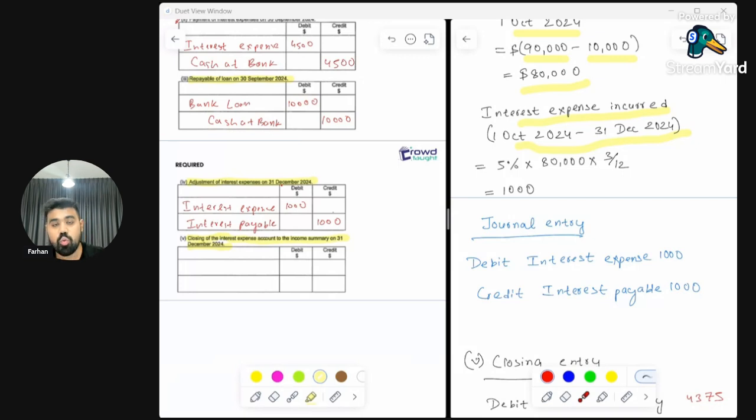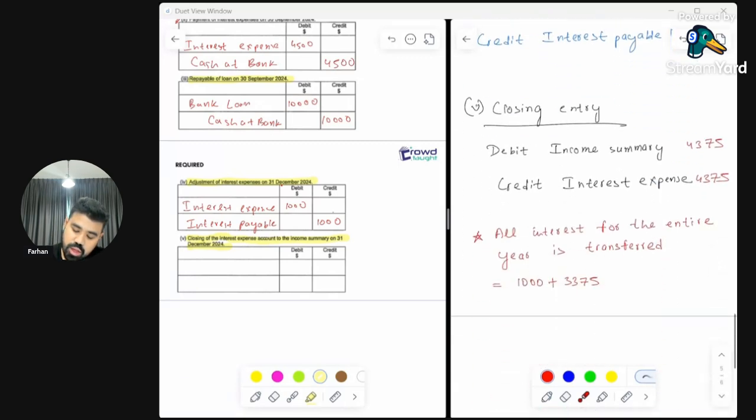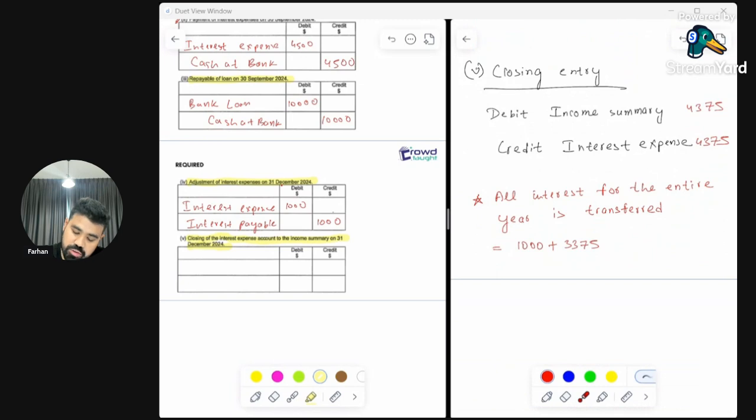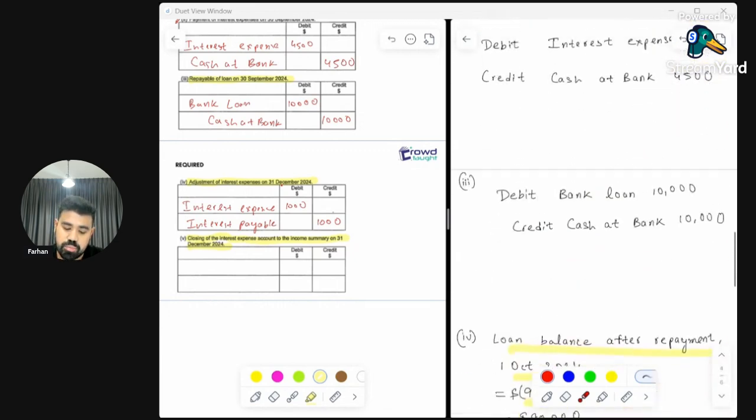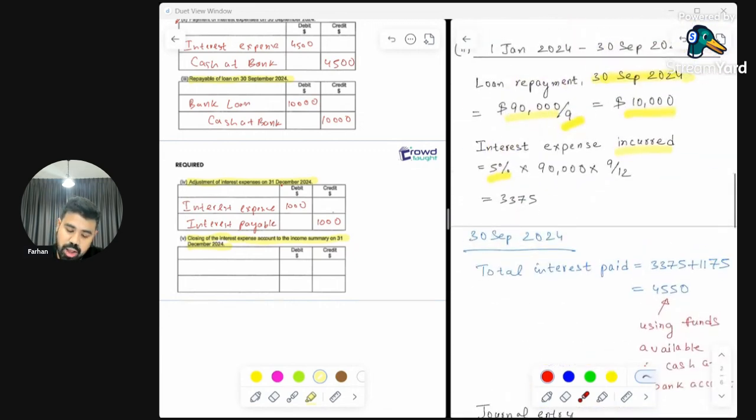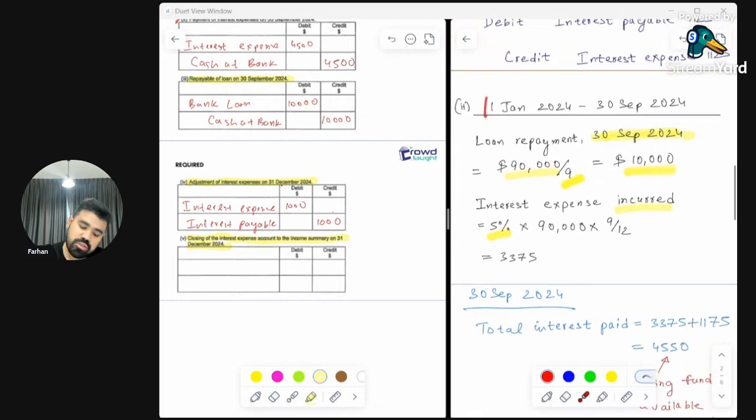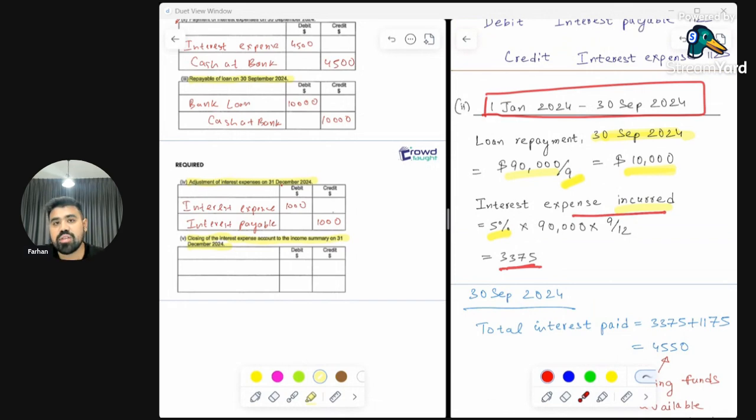In these 12 months, what's the total interest expense that we have for this financial year? It's basically $1,000 for the last 3 months of October, November, and December post the repayment of loan, plus 3,375, if you recall, for the first 9 months of 2024, which is basically since 1 Jan 2024 until end of 30 September 2024. I believe you have taken notes and practiced with me as we were going through the question, but I'll scroll back up and you will see that for the first 9 months of 2024, the interest expense that we have calculated was 3,375.